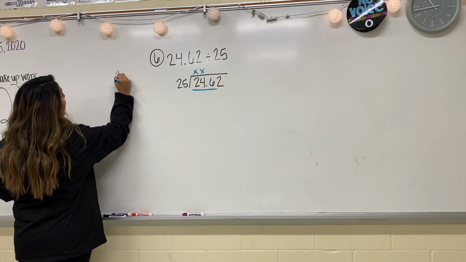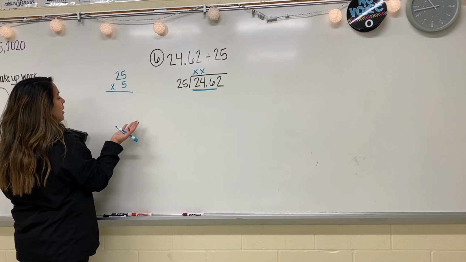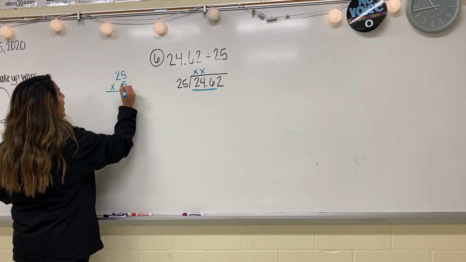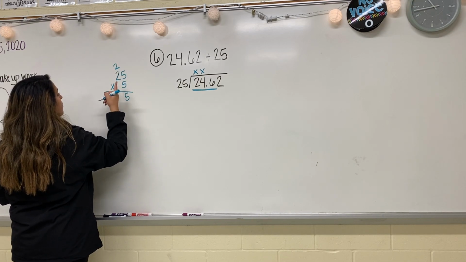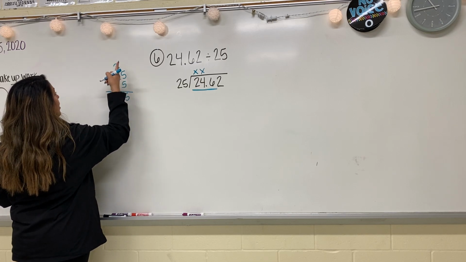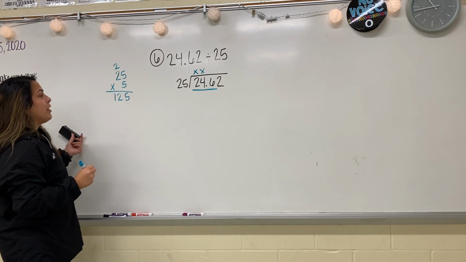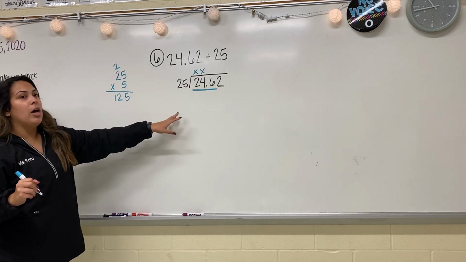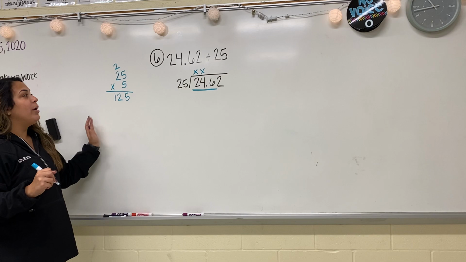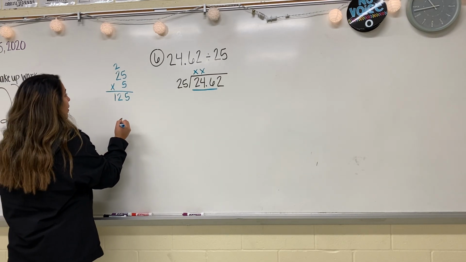So I'm going to do 25 times 5 first, just because that's my middle number. 5 times 5 is 25. I put my 5, carry my 2. 2 times 5 is 10. 10 plus 2 is 12. So I get 125. It's close to 246. It's not higher than it, but I want to get closer to that number. So I'm going to multiply by 6 and see what I get.